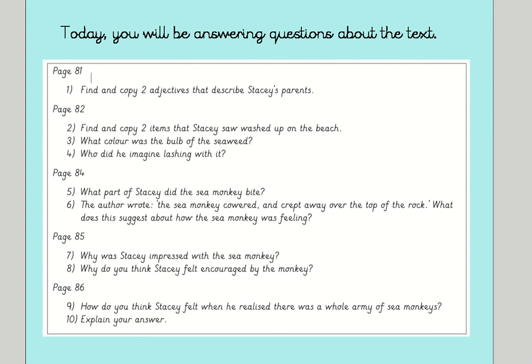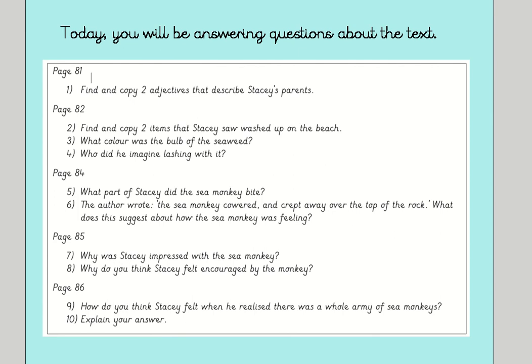Your task for today is going to be answering questions about the text. We're going to read a few more pages, and on each page you're going to have some questions to answer. So I'm going to read the questions first, just so you have them in your head. Page 81 says, find and copy 2 adjectives that describe Stacey's parents. Remember, an adjective is a describing word and it describes the noun.